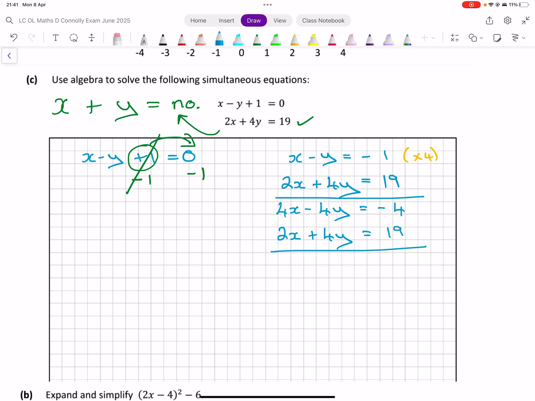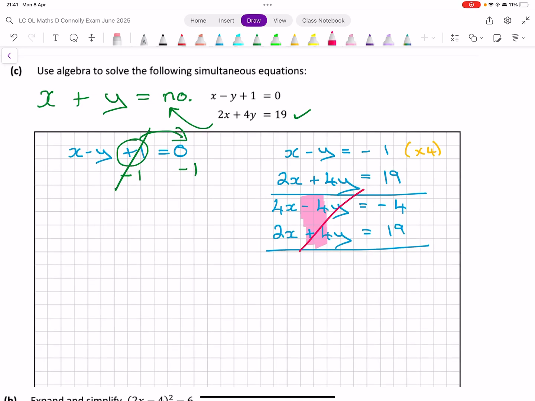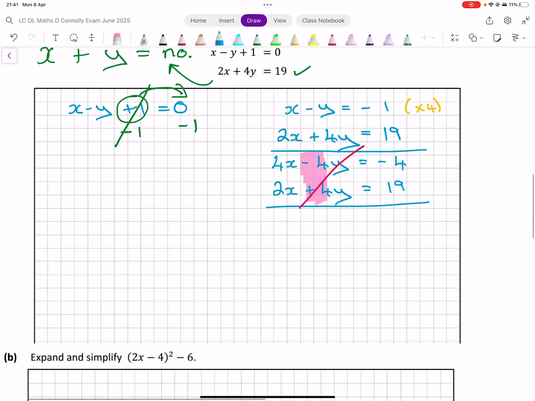Now, if we look here, we have minus 4 plus 4, which is 0. So they cancel out, or they are eliminated. 4x and 2x is 6x, and minus 4 plus 19 is 15.